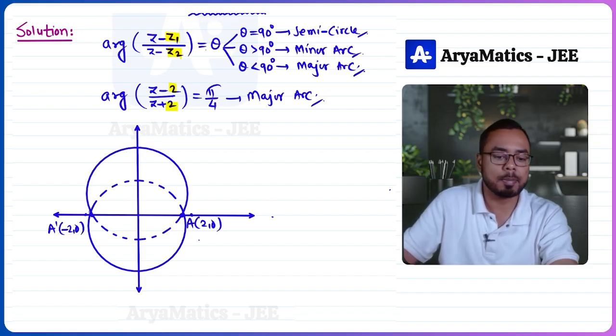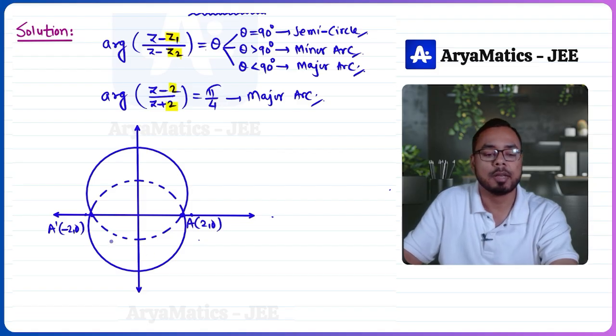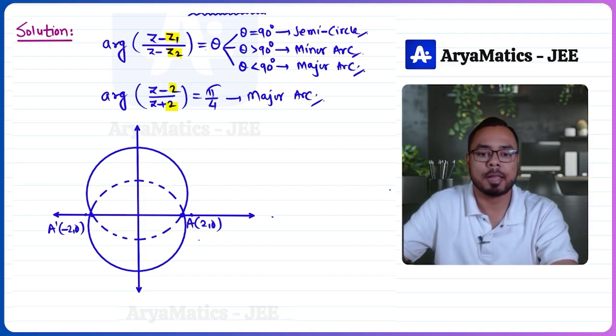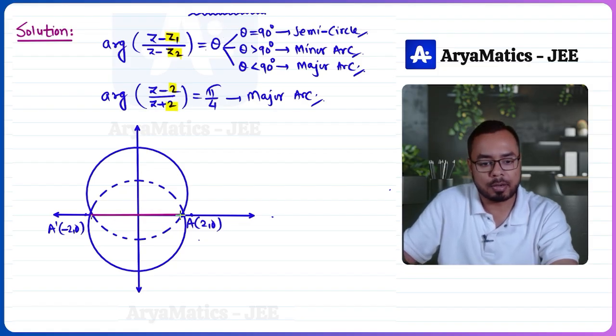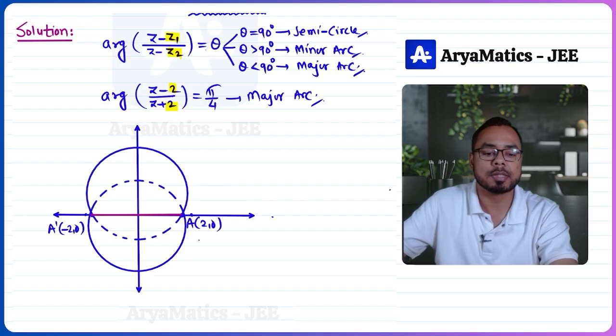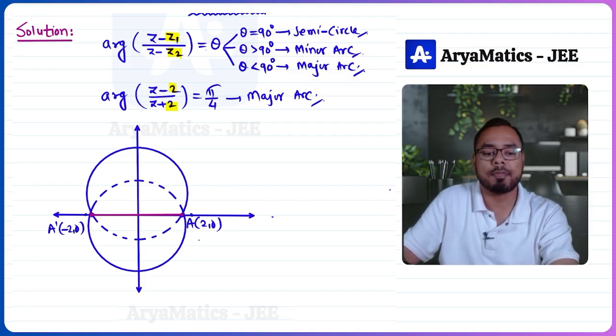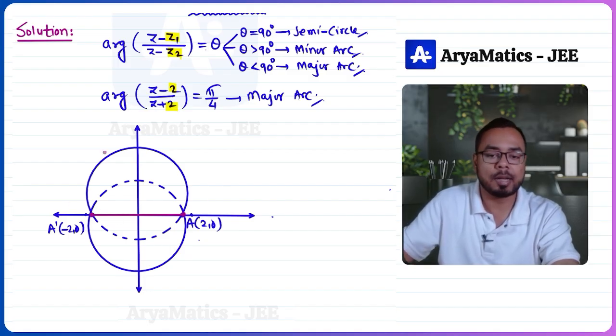That given locus will represent any one of these two cases. Either it will represent the major arc in the first and second quadrant, or the major arc of the circle in the third and fourth quadrant. And the line joining these 2 points, A and A dash, should be one chord of this circle. Now, how to identify which one is the correct locus?